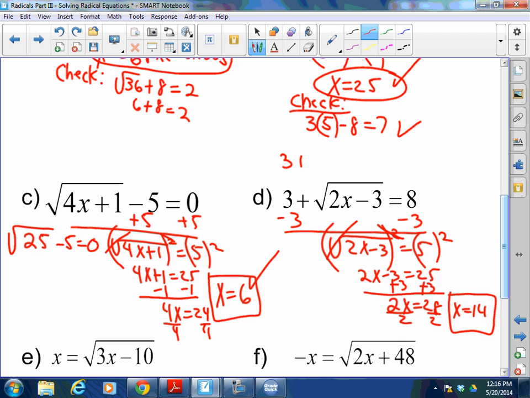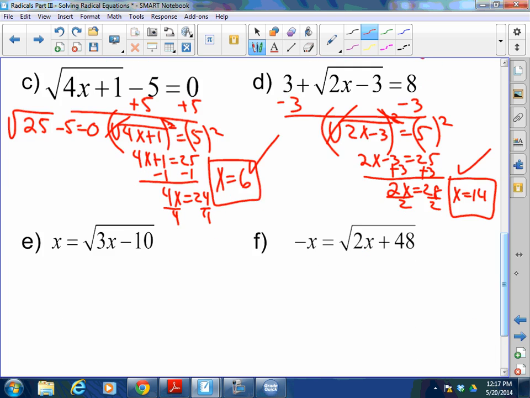I've got 3 plus the square root of 2 times 14, which is 28, minus 3 is 25. Does 3 plus the square root of 25 equal 8? Yes, because the square root of 25 is 5. 3 plus 5 is 8. So that works. That is a solution.